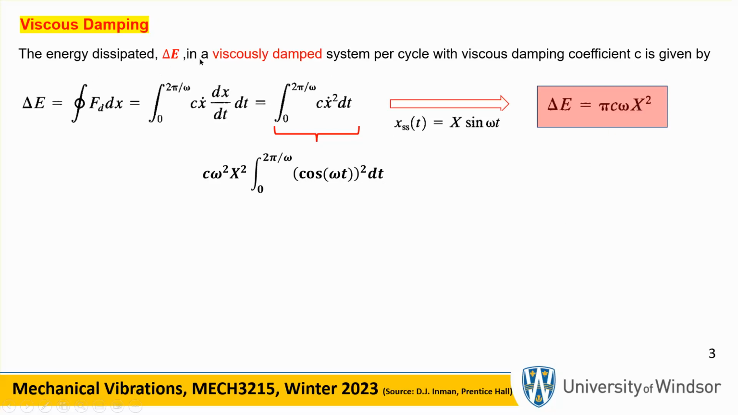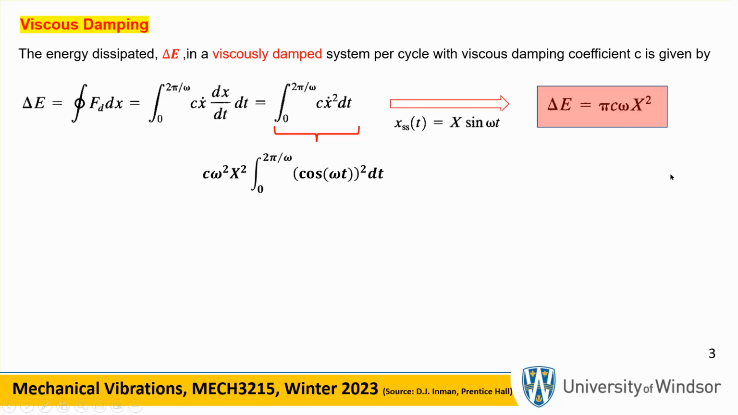So for a viscous damper, the energy lost in one cycle is proportional to frequency and proportional to the amplitude squared. Now, this makes sense because the faster this mass goes back and forth, the more energy is going to be lost by the damper, or is going to be consumed by the damper out of the system, okay? And the bigger the amplitude of the vibration, of course, there's going to be more energy lost.